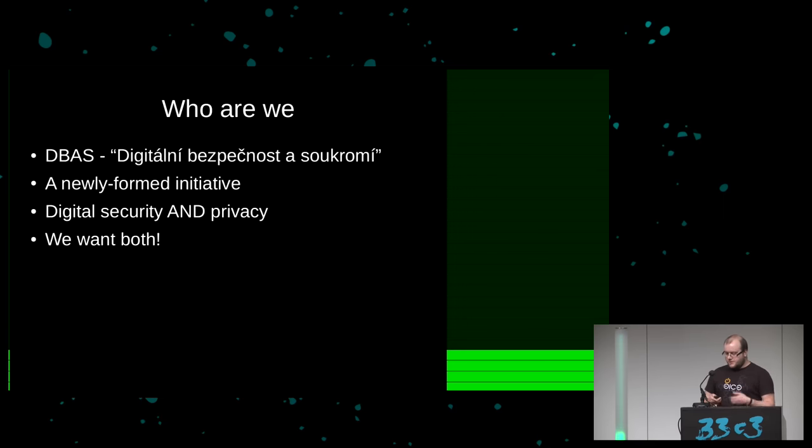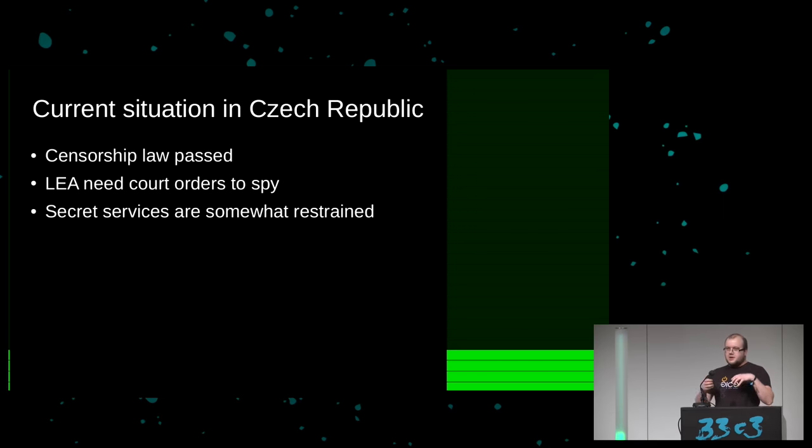We are a newly formed initiative, and the reason we formed is because the current situation in the Czech Republic is changing in a direction that we don't want. A few months ago, a censorship law passed, which gives the finance ministry the ability to censor the internet. Basically, they say which websites or URLs shouldn't exist, and Czech ISPs are forced to somehow magically make them disappear, even though it's technically not really possible, but that doesn't mean that it's not in the law. And currently, law enforcement agencies need court orders to spy on people, and that is about to change. The secret services are somewhat restrained, but not really. It's like a gray area.